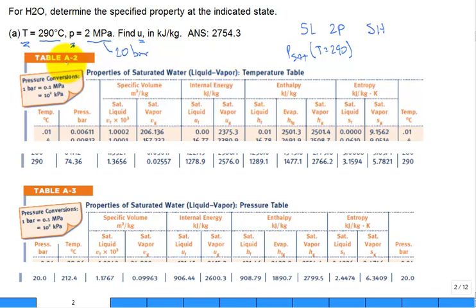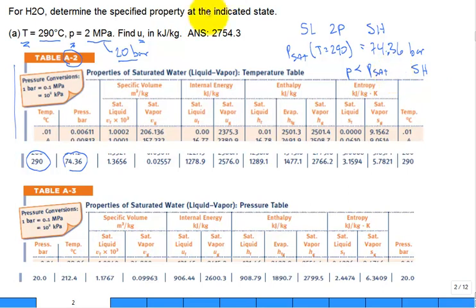Okay, so we go to table A2 and we look down until we find the temperature of 290, and then we read off that there's 74.36 bar. Then we compare that saturation pressure with the actual pressure of 20 bar. So we find the actual pressure is less than the saturation pressure for our given temperature. What would we conclude? Well, it's superheated. It's at a lower pressure. It's going to be in the vapor state, superheated vapor.